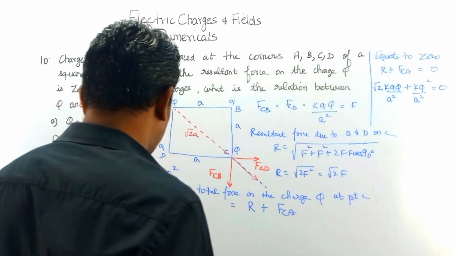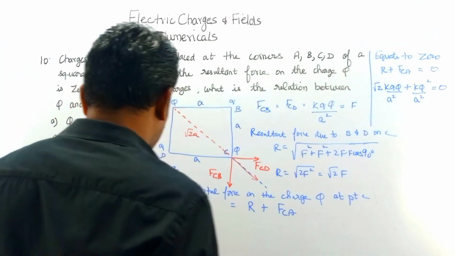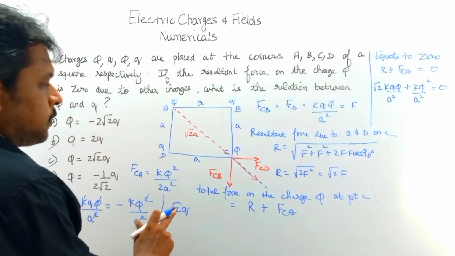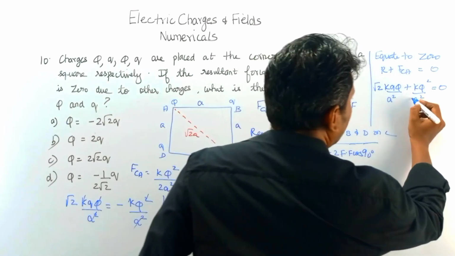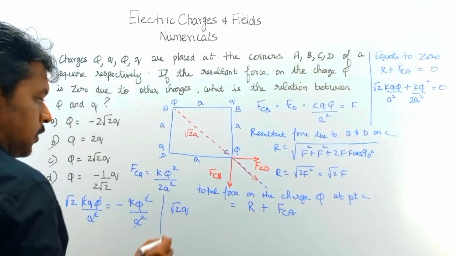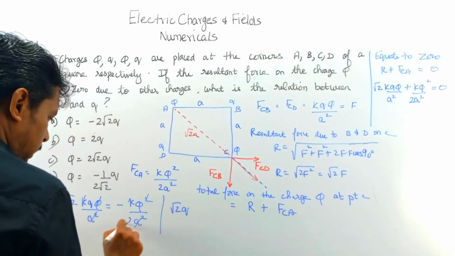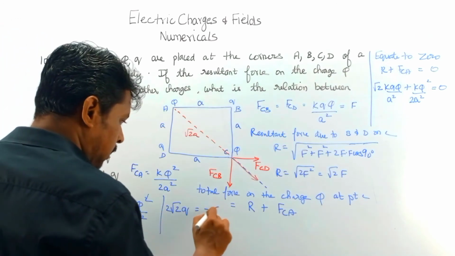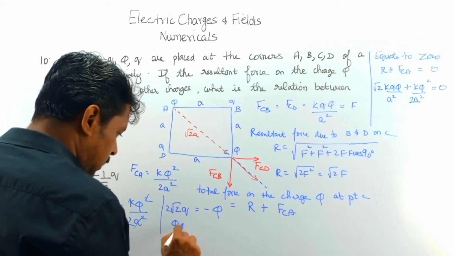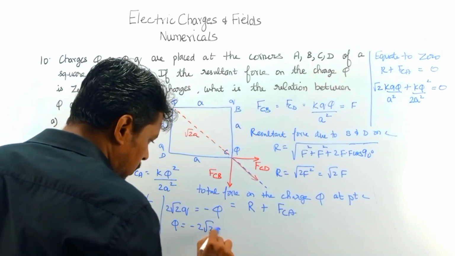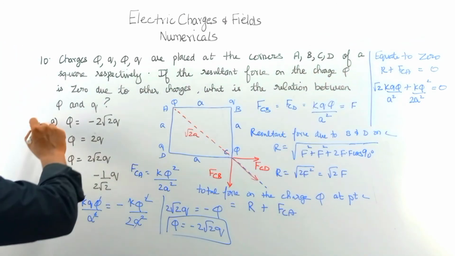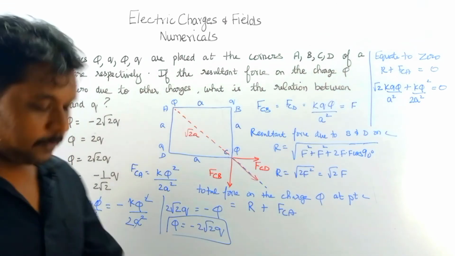Am I missing something? Here it is 2a square. Fine. Here it is 2a square. Fine. So here also it is 2a square. So 2 gets multiplied, which means it is 2 root 2. Q will be equal to minus Q. So from this we can say Q will be equal to minus 2 root 2 Q. So option A is the right answer.